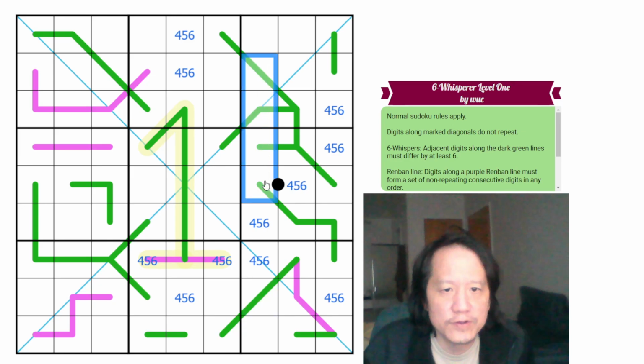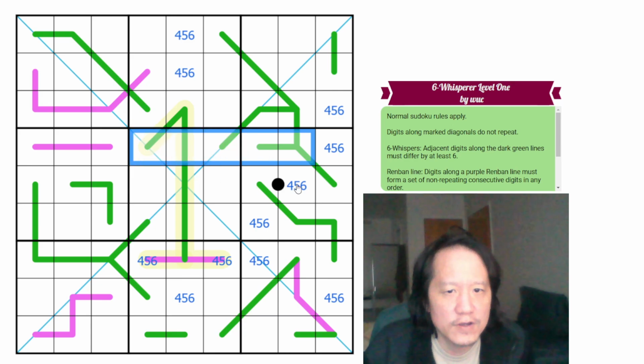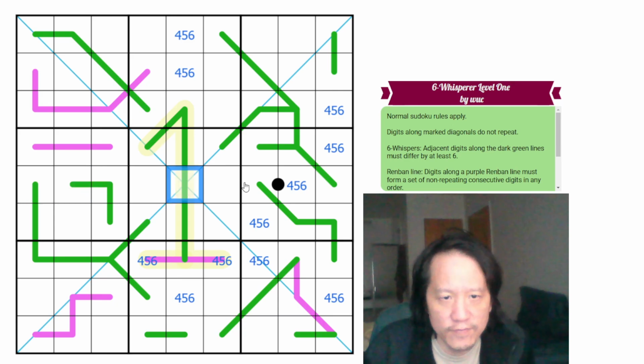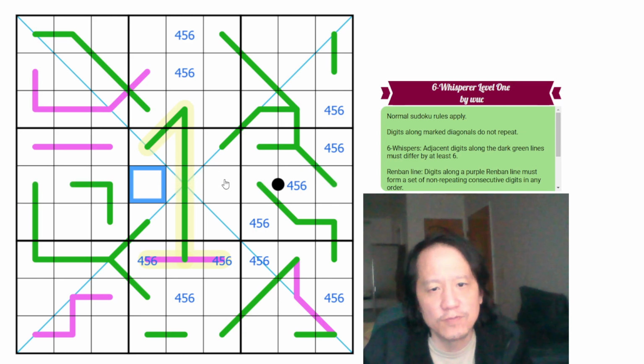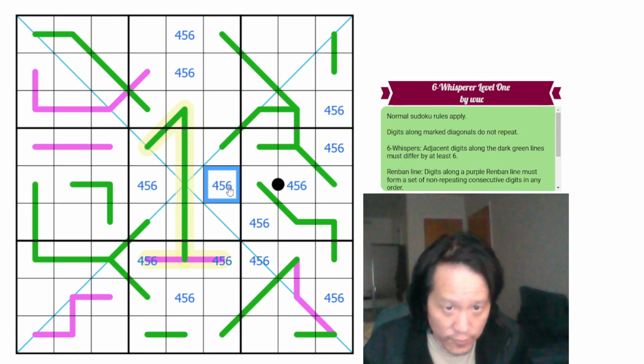1, 2, 3, 4, 5. We have, no, it's 5. 2, 3, 4, 5. 1, 2, 3, 4, 5, 6 in row 5. So the rest of the row must contain 4, 5, and 6.